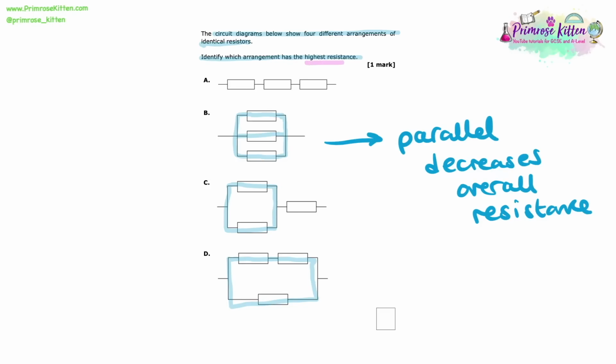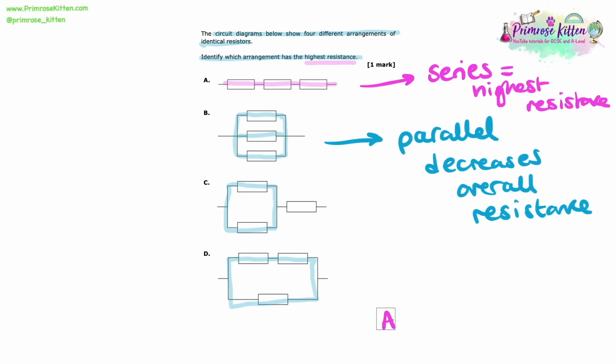The only one out of all of these that doesn't have any parallel regions is A, which simply has 3 resistors in series. Now, as a result of this, the arrangement with the highest resistance is going to be A, because it is just in series, no parallel regions, and therefore we just add up those resistors to get the total resistance. So A is our answer.